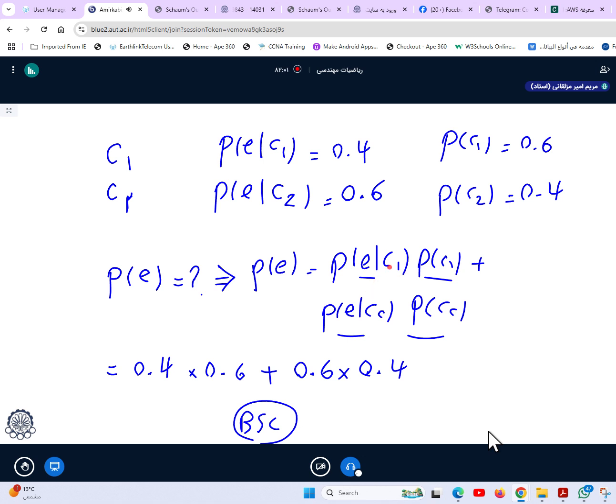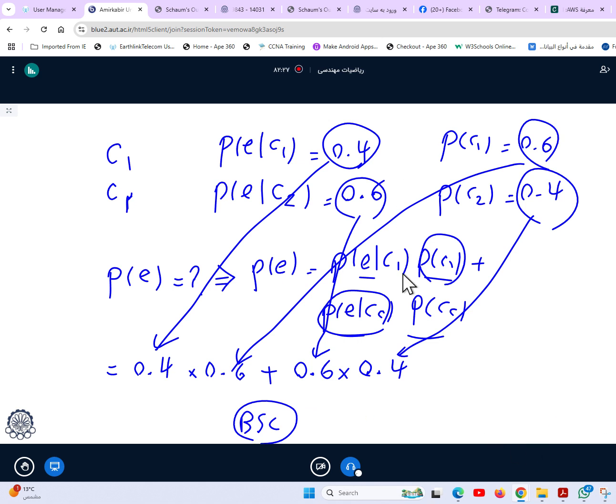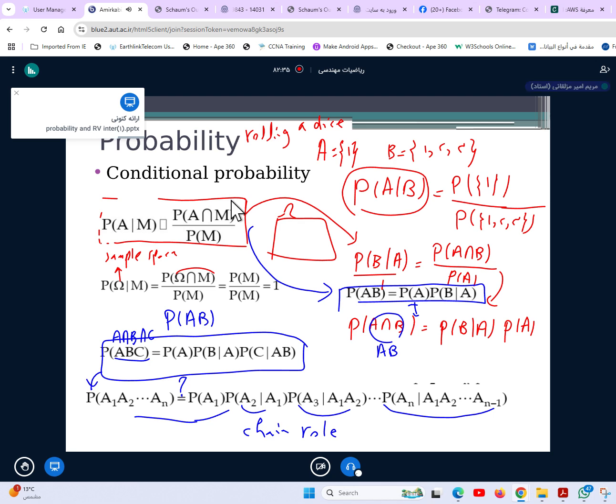Probability of error given class 1 here. Probability of class 1 here. Probability of error given class 2 here. Probability of class 2 here. Okay, let's go back to the slides. Here you are.